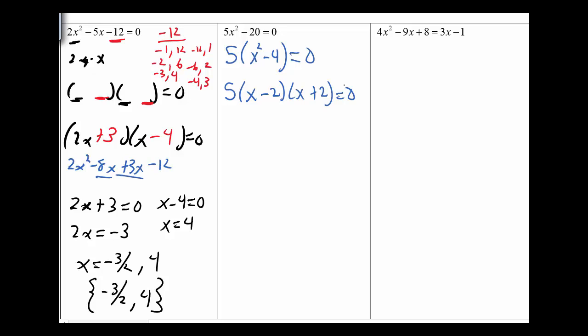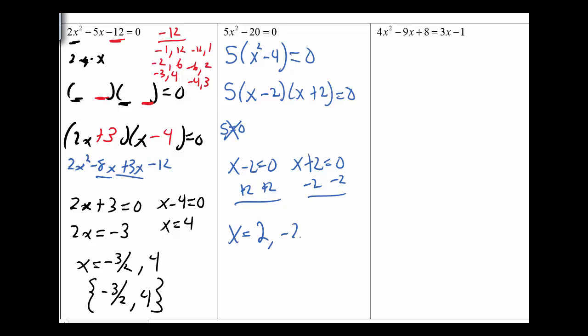And then I'm going to set each factor equal to 0. Now, just a quick note, if I take 5 equals, does that make any sense to say 5 equals 0? Not really. But I can set x minus 2 equal to 0 and x plus 2 equal to 0. And so when I solve for that, I'm going to add 2 to both sides. I end up getting positive 2 for an answer and negative 2 for an answer. So in set notation, there are my 2 solutions.